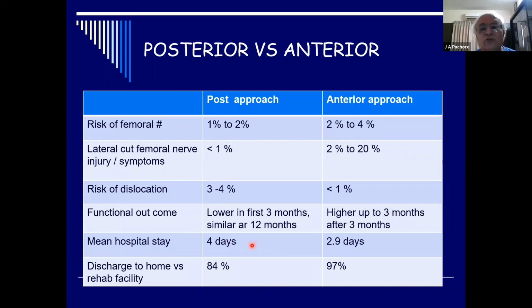Mean hospital stay is usually 4 days, here 2.9, depends. Discharge home: almost 16% of patients go to rehab centers, but here only 3% go to rehab center. Most of the people will go home because there is no precaution.